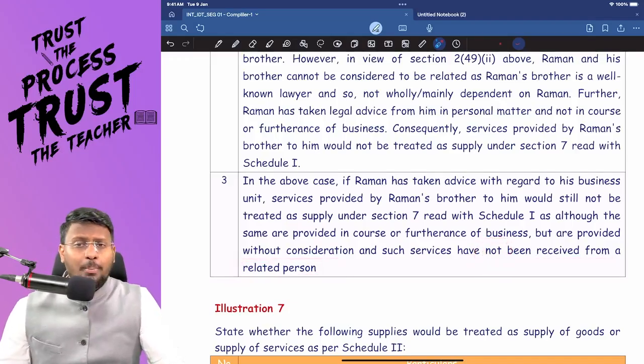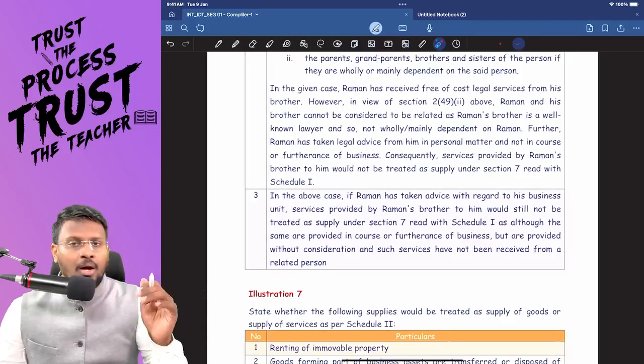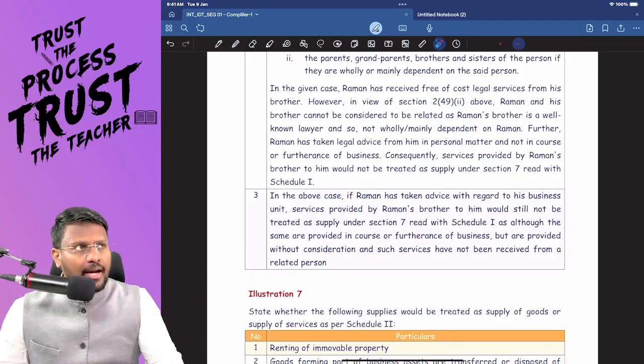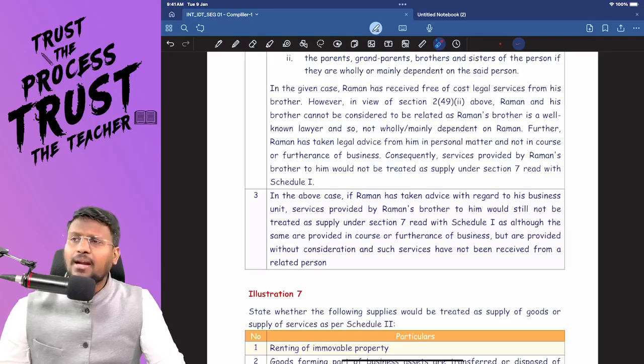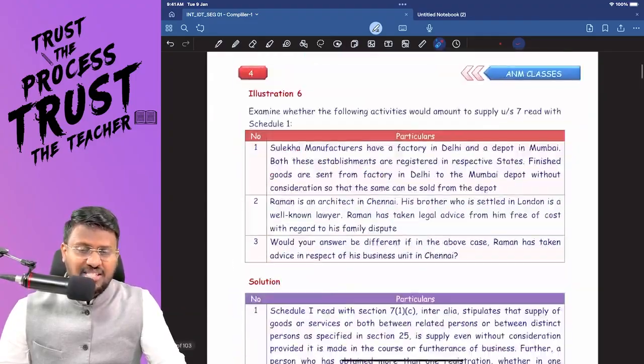So now you try to match with the provision: importation of services without a consideration from a related person or establishment situated outside India made in the course or furtherance of business will only be treated as deemed supply. But here the importation has not happened from a related person or establishment situated outside India. Because of that, it cannot be treated as deemed supply. Are you able to appreciate illustration number 6?